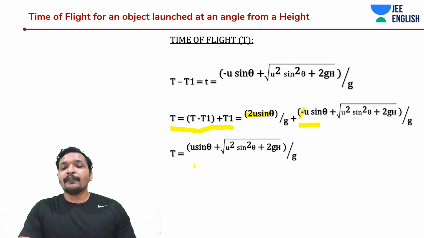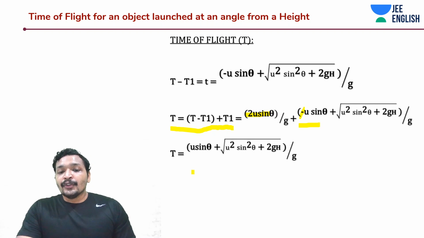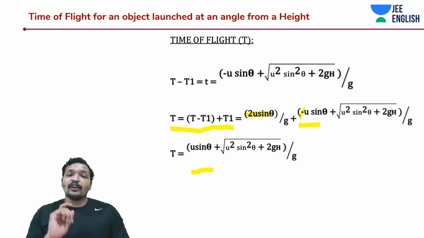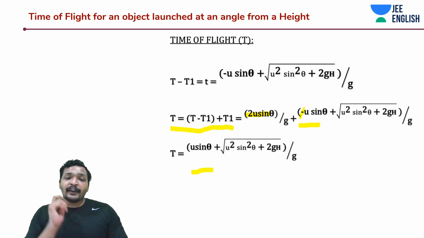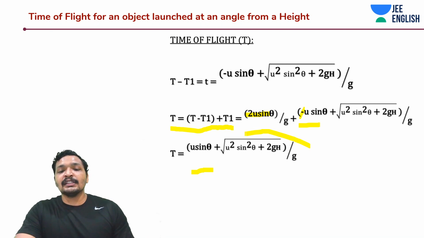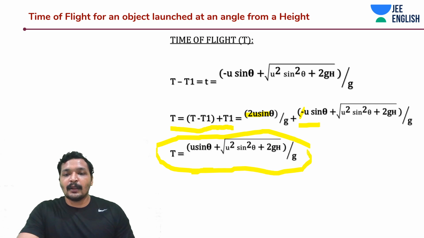So the total time of flight is nothing but u sine theta plus under root of u squared sine squared theta plus 2gh, which is nothing but vy final, the velocity when the object finally reaches the ground, divided by g. So this is the total time of flight.